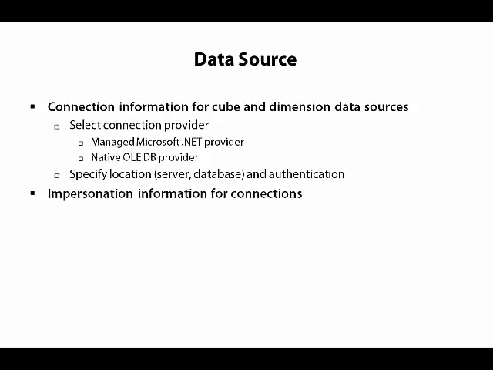In Analysis Services, however, we also have to define impersonation information. Remember that the purpose of the connection information is to tell Analysis Services where to find data for the cubes and dimensions during processing, and usually processing is done on a scheduled basis, so Analysis Services will not be processing within the security context of a current user, so we have impersonation information to deal with that.